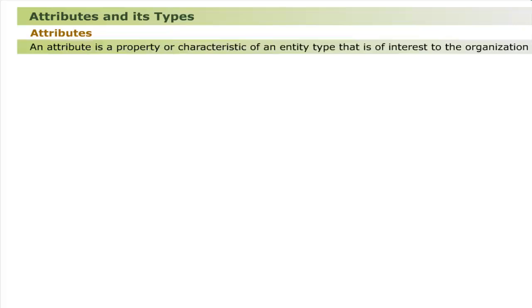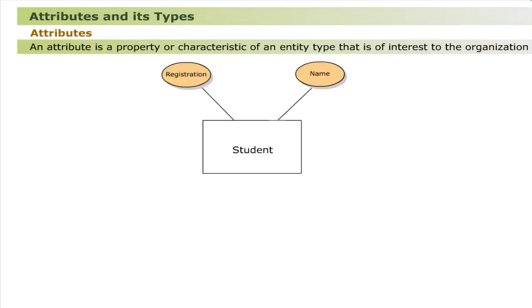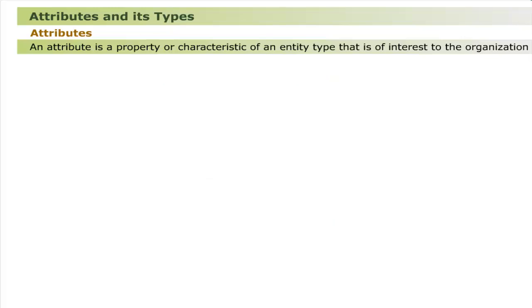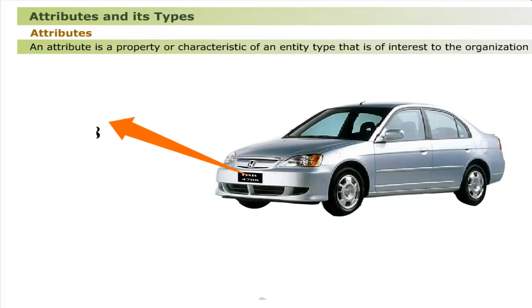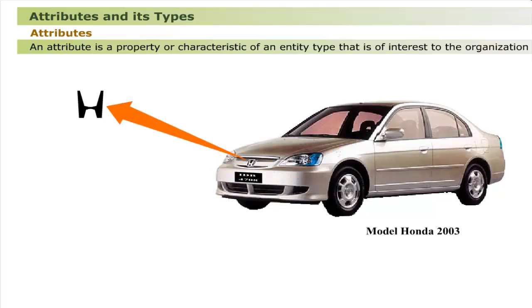Attributes. Each entity type has a set of attributes associated with it. An attribute is a property or a characteristic of an entity type that is of interest to the organization. For example, the entity type student has attributes registration number, name, address, and phone number. Similarly, the entity type automobile has attributes registration number, color, type, and model.